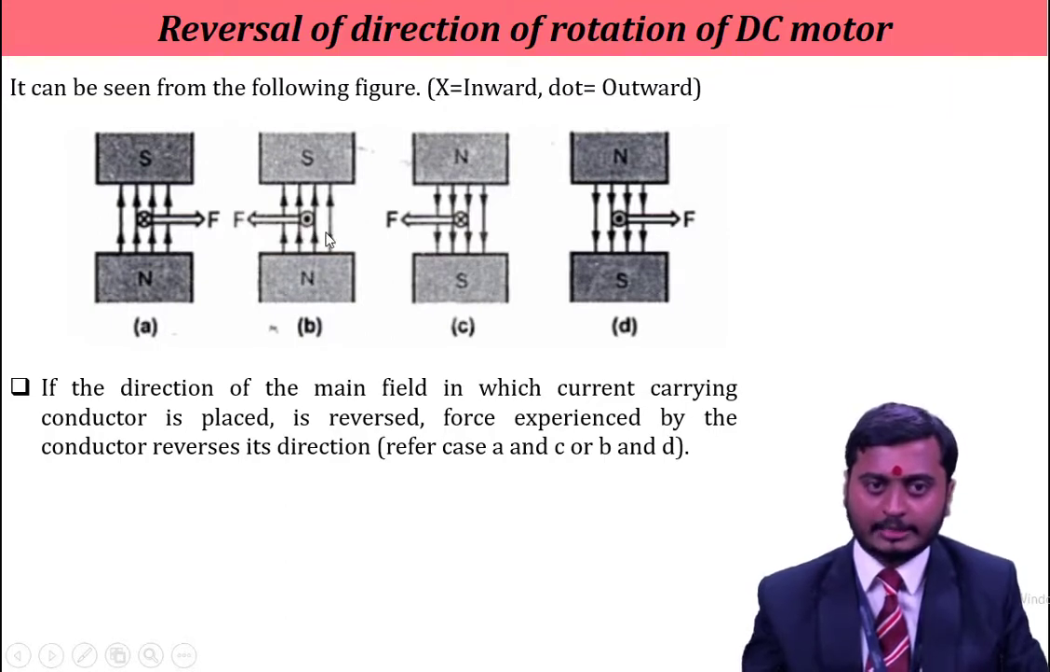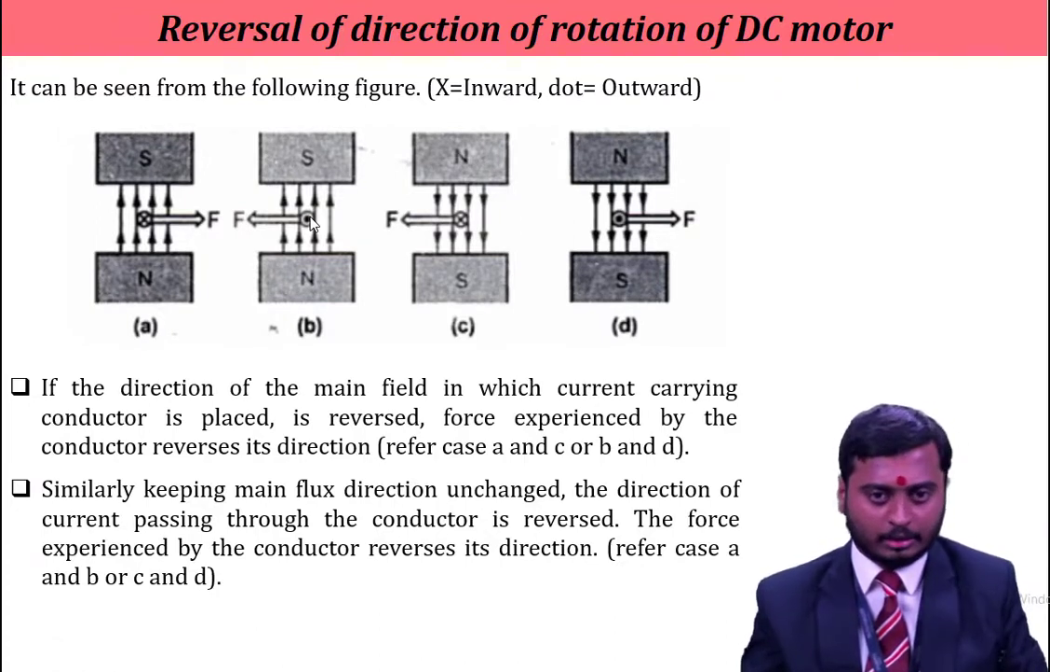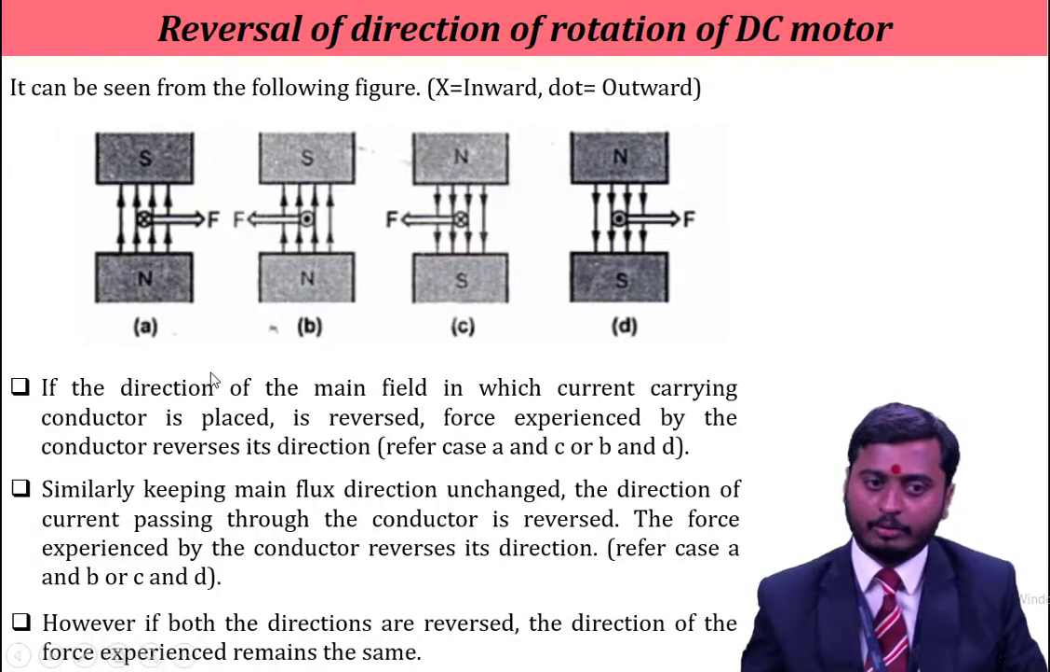But in both the cases, B and D, it indicates a dot, and a dot is nothing but outward. Similarly, by keeping the main flux direction constant or unchanged, the direction of the current passing through the conductor is also reversed. So here you will observe case A and case B. Here we have changed the direction of the current so that your force will be different. So these are the four cases with the help of which we can easily understand the reversal of the direction of rotation of a DC motor.